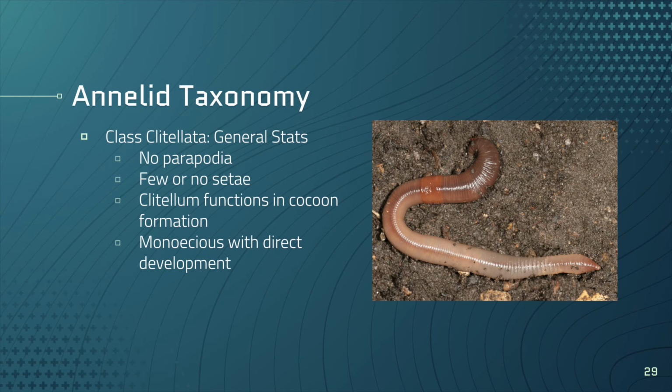Class Clitellata are fewer in number than the polychaete worms, but generally more recognizable since they contain earthworms and leeches. Animals in class Clitellata have no parapodia and have few or no setae. These animals get their namesake for the presence of the clitellum, the area that kind of looks like a large rubber band or band-aid that's going to be facilitating reproduction. These animals are monoecious, with individuals containing both male and female sex organs.